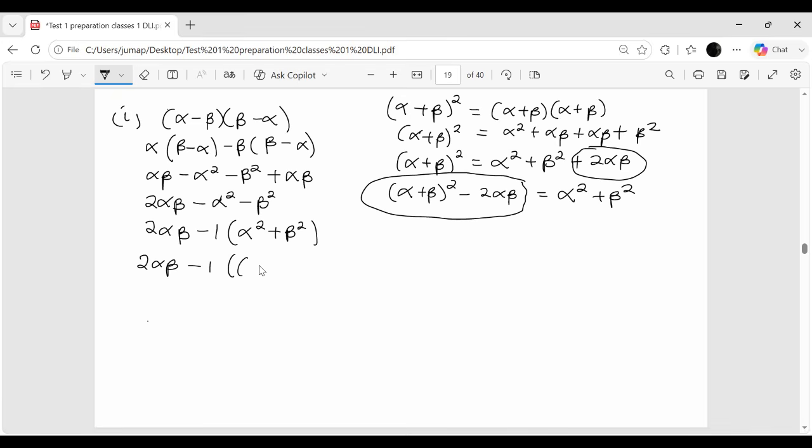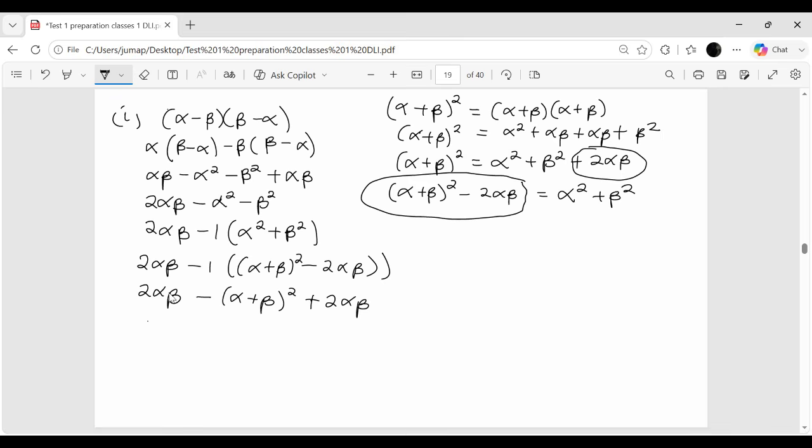Okay, so it's going to be alpha plus beta squared, then minus 2 alpha beta. After I do this, I'm going to have a 2 alpha beta. Negative 1 times this one is going to be negative alpha plus beta squared, then minus, oh, negative 1 times negative 2 alpha beta is going to be positive. It's going to be positive 2 alpha beta.